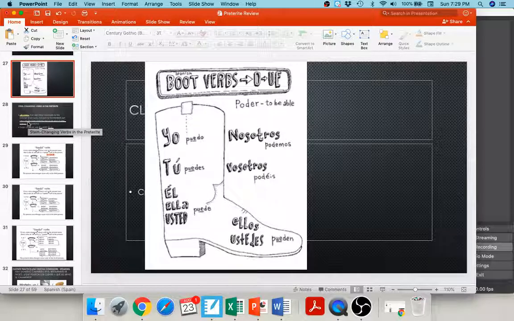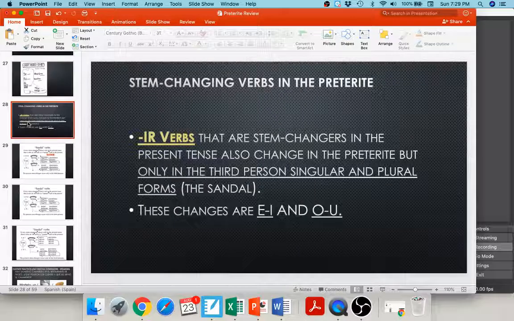That's a little flashback to present tense stem changers. Now in the preterite, what you need to know, this only affects verbs that end in IR. But if you have a verb that is an IR verb that had a stem change back in the present tense, then in the preterite, it's also going to change, but it has a shortened stem change.